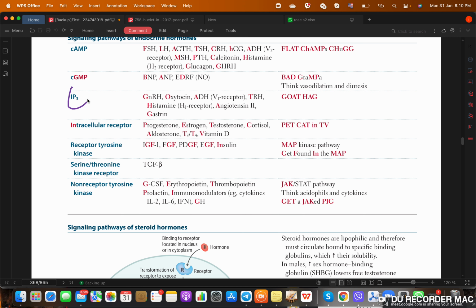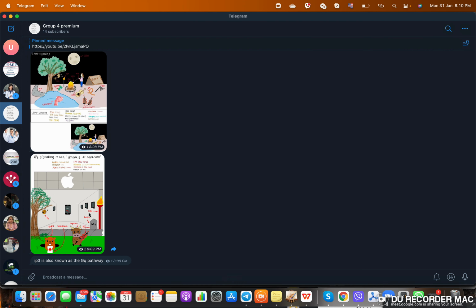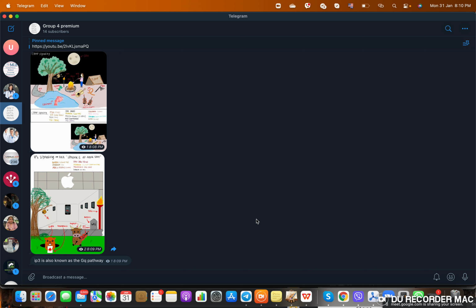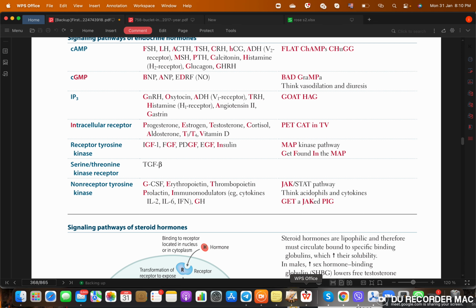The IP3, it's the other picture I just sent, so you can take a look here. The iPhone 3 store, you can see the gas for gastrin, yeah? And you can see the GnRH, this guy, which is the groundhog. And you can also see the OX for oxytocin, yes? So yeah, this is actually a really helpful picture. If you memorize everything in it, you are able to get any question correct on it.